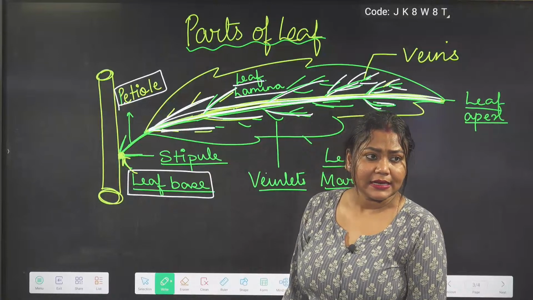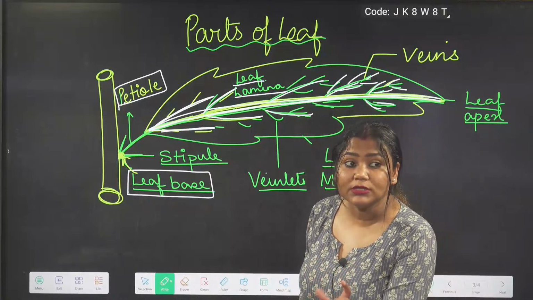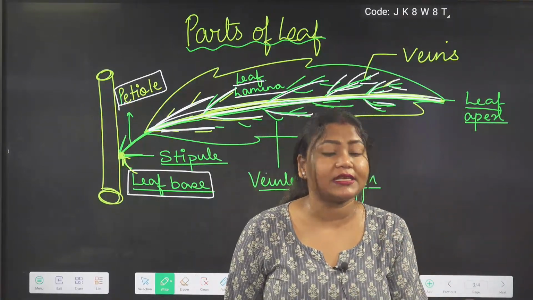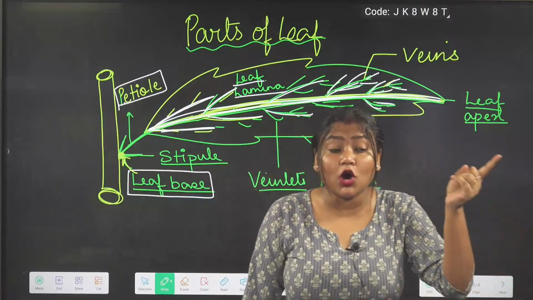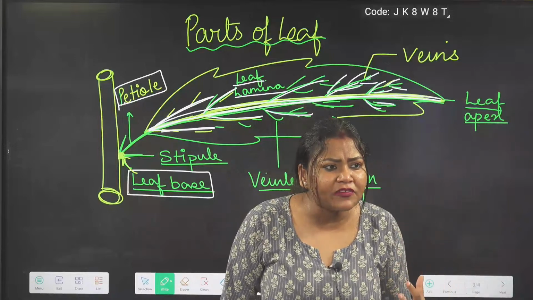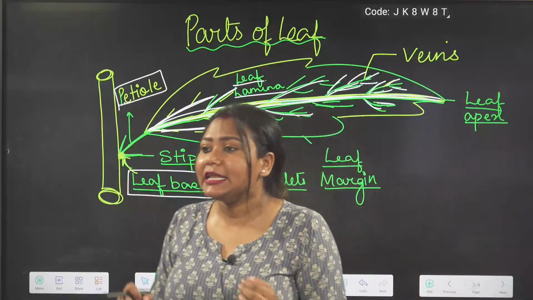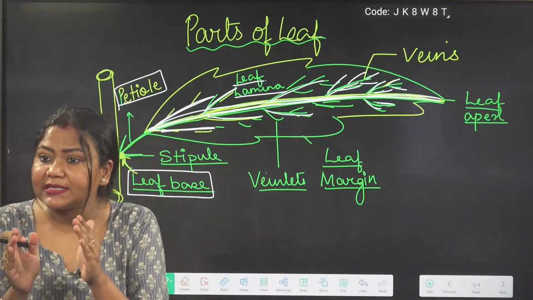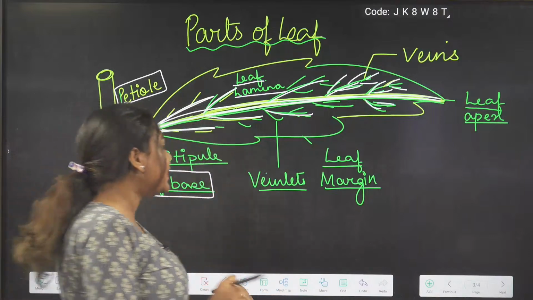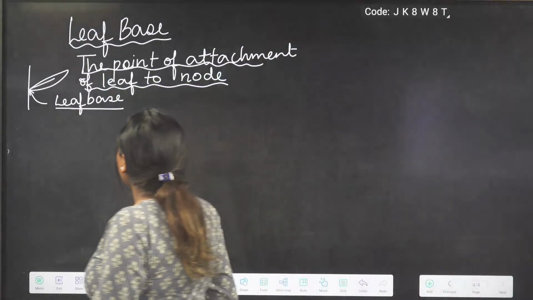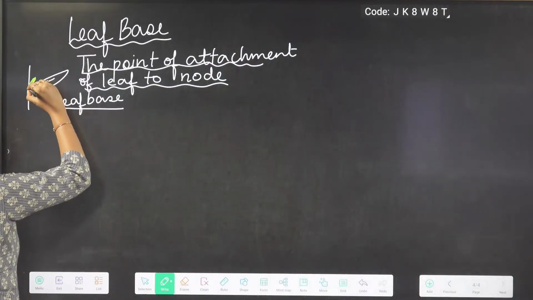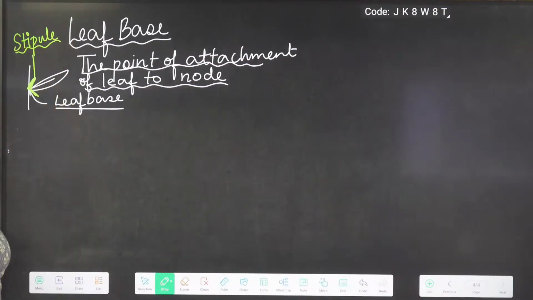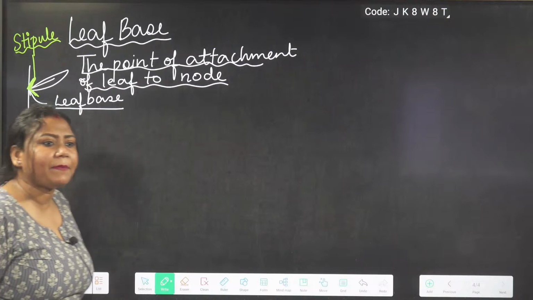Now, the leaf base may bear stipules. It may bear or it may not bear. What are stipules? They are leaf-like structures. They are not leaves, but they are leaf-like. And what is the function of the stipule? They protect the axillary bud. The stipules are found at the leaf base. They may be present or they may not be present. Now, this is your stipule. What is this known as? This is your stipule. Okay, so what is happening over here?